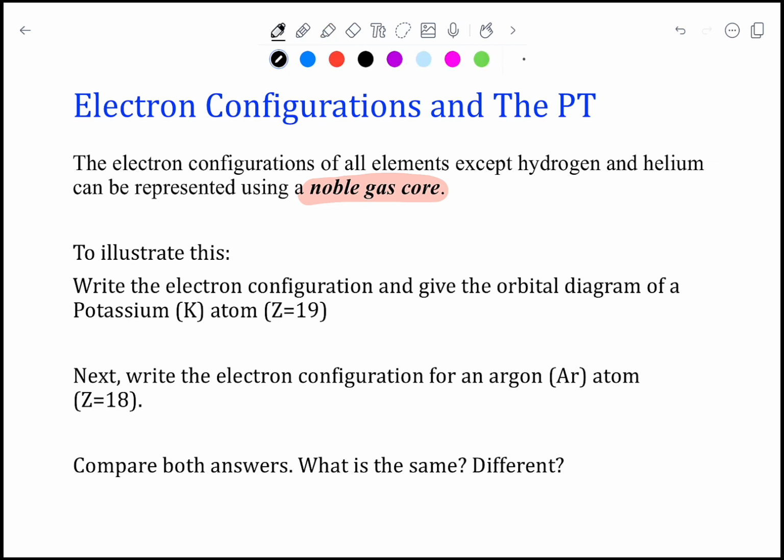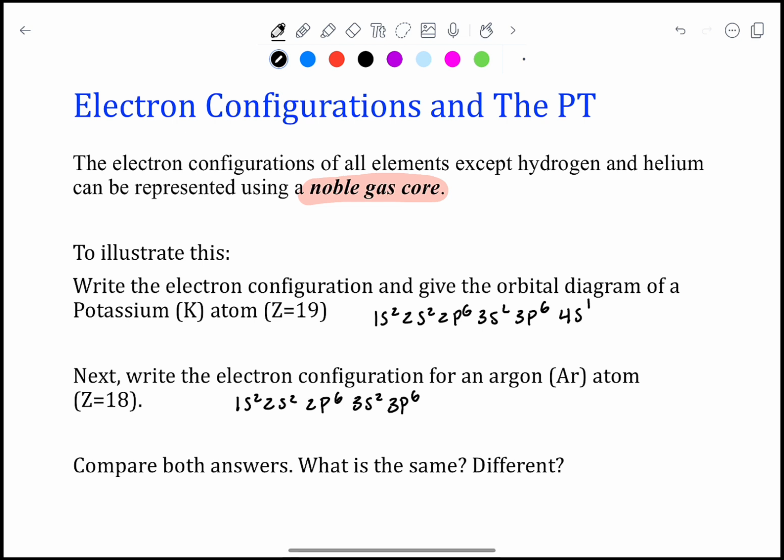Okay, so what I want to do to illustrate this is to write the electron configuration for both potassium and argon, which we just did. So we did argon as 1s2, 2s2, 2p6, 3s2, 3p6, so that's our 18 electrons. So let's try potassium. Well, potassium has 19 electrons, so it's going to start off very similar to argon. 1s2, 2s2, 2p6, 3s2, 3p6, so that's 18 electrons. We now have 1 electron to give away, so that's going to go in the 4s if we follow our diagram, and that 1 electron is going to go there.